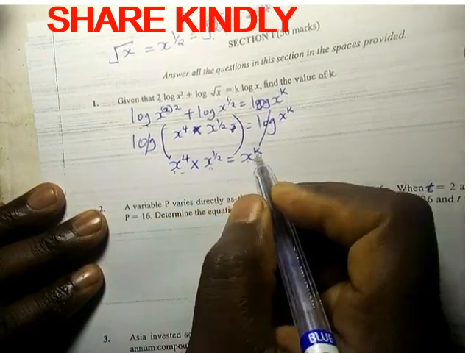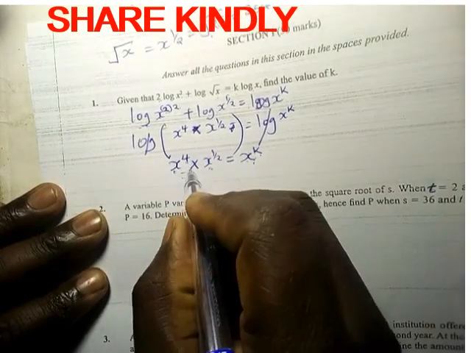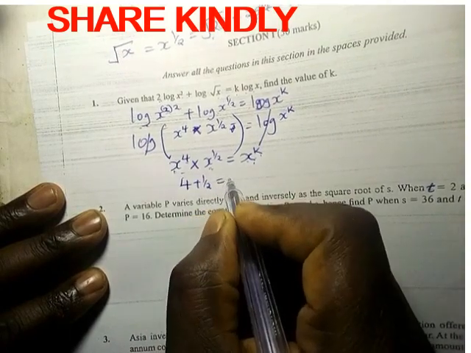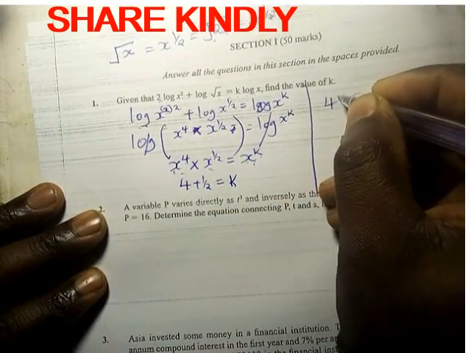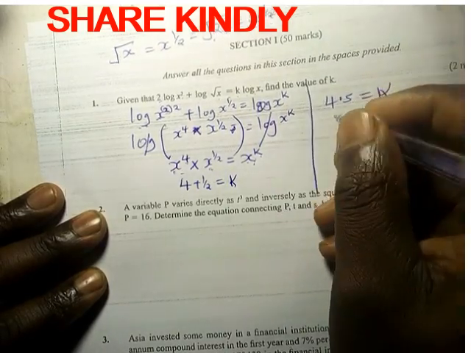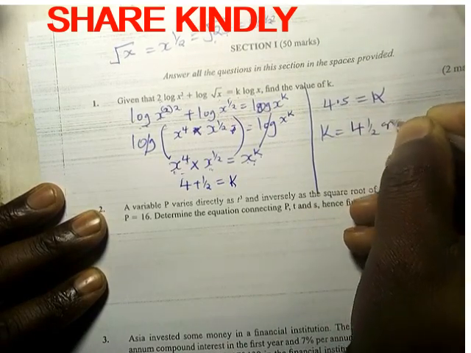So we ignore the x's, which are the bases that are the same, we deal with the powers. This multiplication means 4 plus a half is equal to k. So 4.5, the same as 0.5, is equal to k. So k is equal to 4 and a half or 4.5.